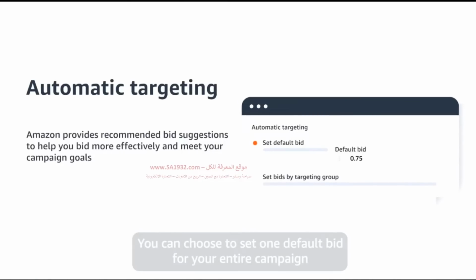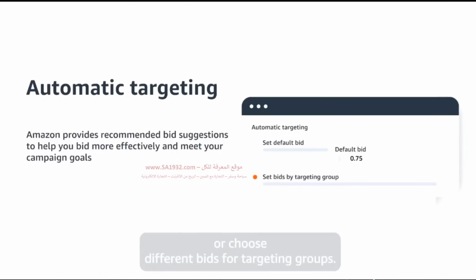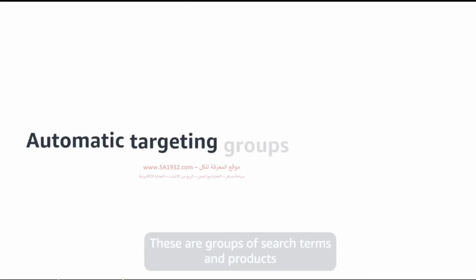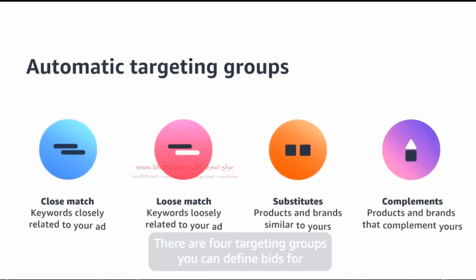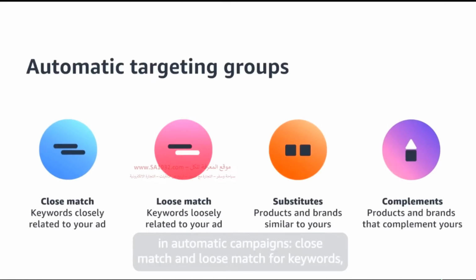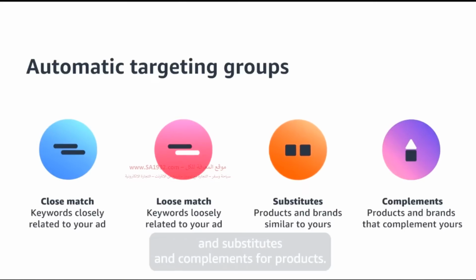You can choose to set one default bid for your entire campaign or choose different bids for targeting groups. These are groups of search terms and products matched with the product in your ad. There are 4 targeting groups you can define bids for in automatic campaigns: close match and loose match for keywords, and substitutes and complements for products.